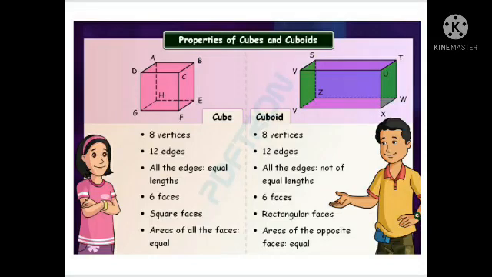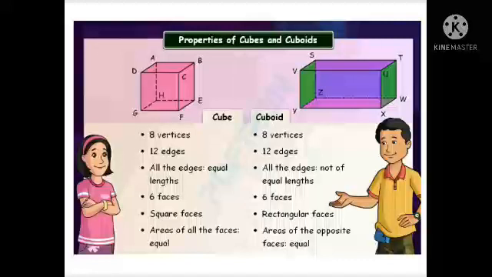So we'll now look at the properties of a cube and cuboids. By looking at the properties of both and comparing them, we'll be able to distinguish between a cube and a cuboid. Fine, so let's start. Both cube and cuboid have 8 vertices, right? And they also have 12 edges.